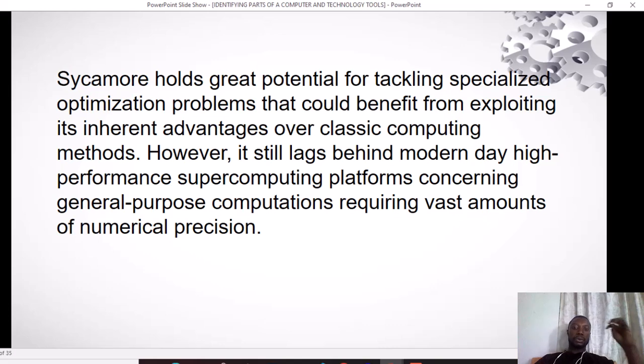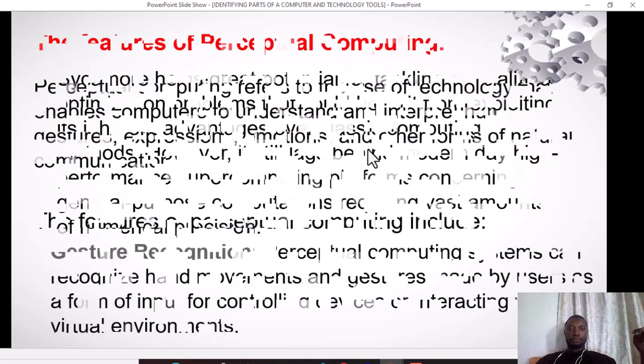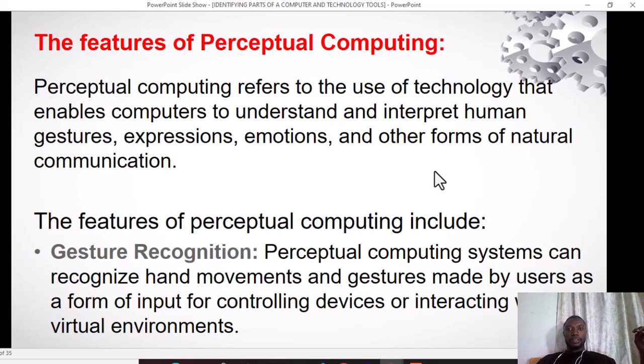All right, let's move to perceptual computing, and look at its features. Perceptual computing refers to the use of technology that enables computers to understand and interpret human gestures, express emotions, and other forms of natural communication. We talk about gesture recognition, facial recognition, voice recognition, and emotion recognition, with the help of the neural networks that we've talked about.